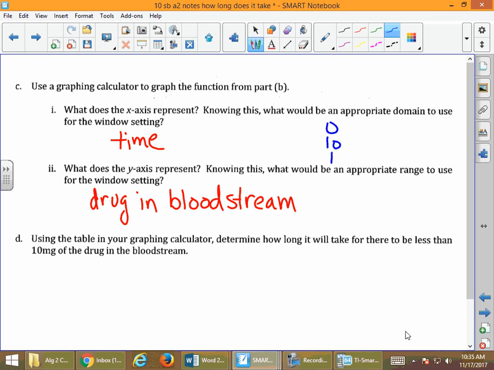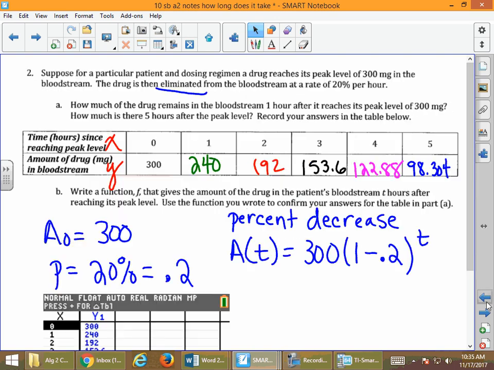And the thing about the drug in the bloodstream is it can be 0, but if you look at the table that we filled in just a minute ago, our highest value is 300, and it's getting smaller every single time. So what do you think we want to make the max value for our y? I'd make it a little bit more than 300. Let's do 400. And the 300 will work.